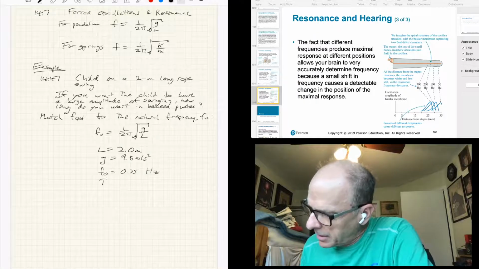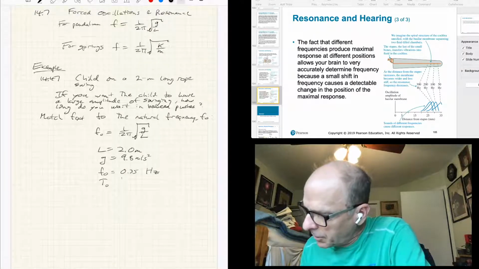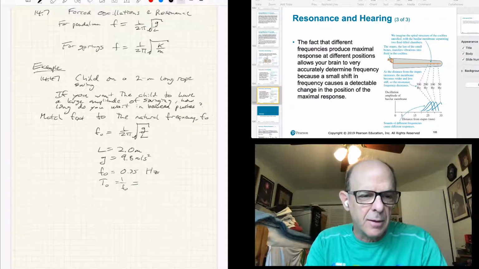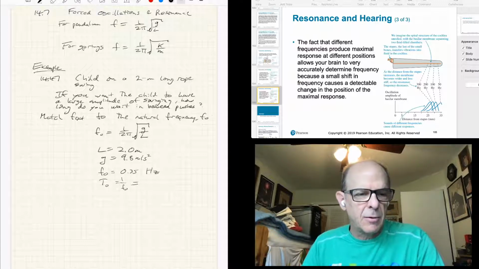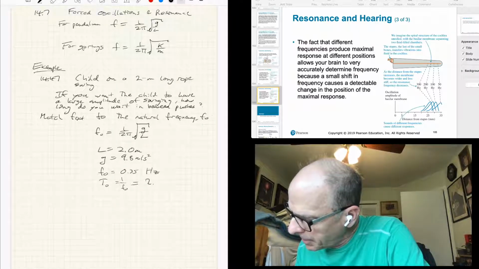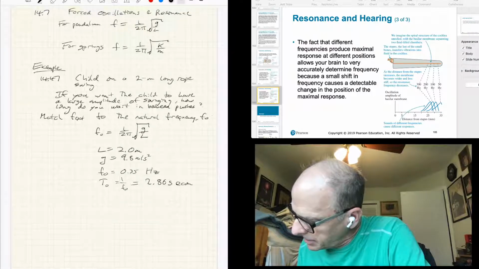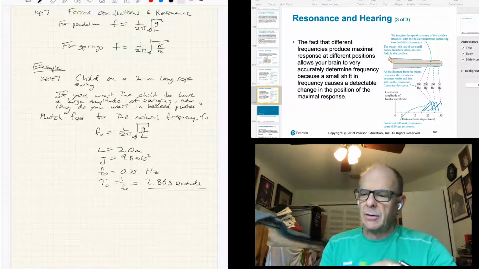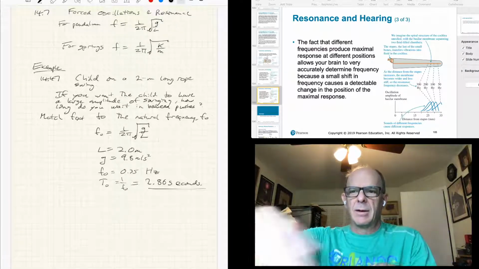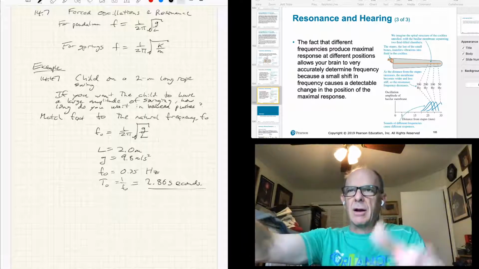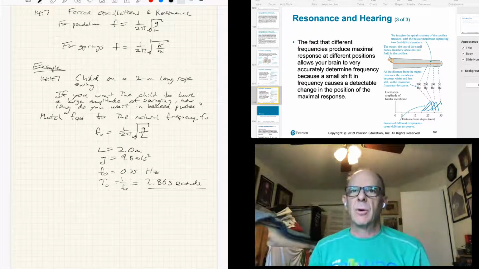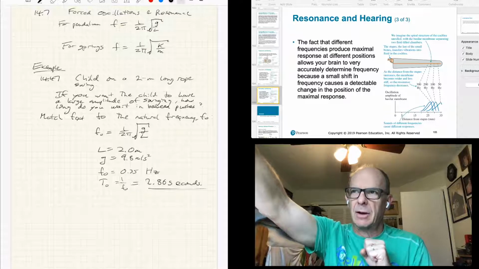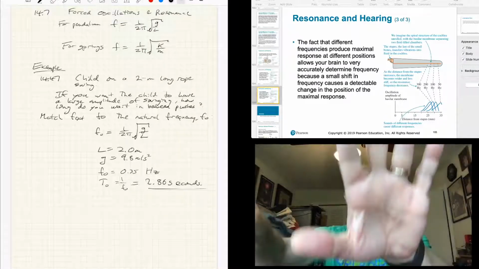And the period then, the natural period of that swing, is 1 over f0, and 1 over 0.35 is about 3. It's 2.86. So that's your answer, as simple as that. You would push every 2.86 seconds because that's the period of oscillation of the child. You push, 2.86 seconds later, the child has come back to you. So it's about 1.5 seconds out, 1.5 seconds back, and you push again.